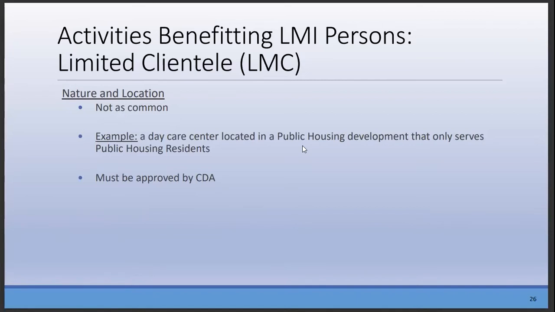Qualifying as nature and location is not very common and must be approved by CDA in advance. An example of qualifying under nature and location would be a daycare center that is located in a public housing development that exclusively serves public housing residents. In this situation, it can be automatically assumed that given the nature and location of the activity only serves low to moderate income persons.